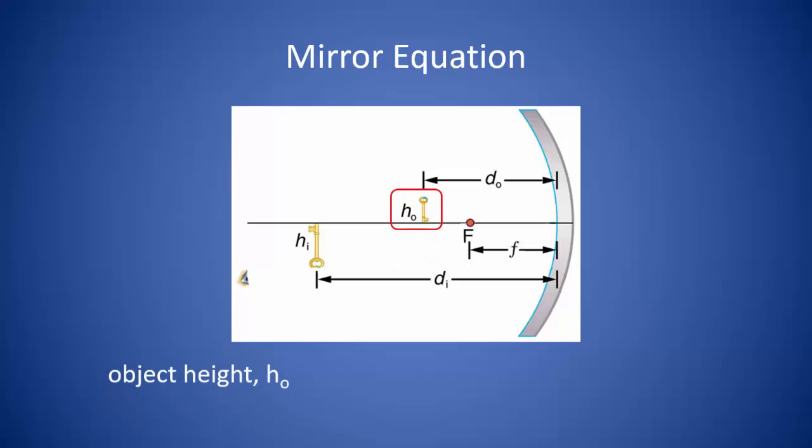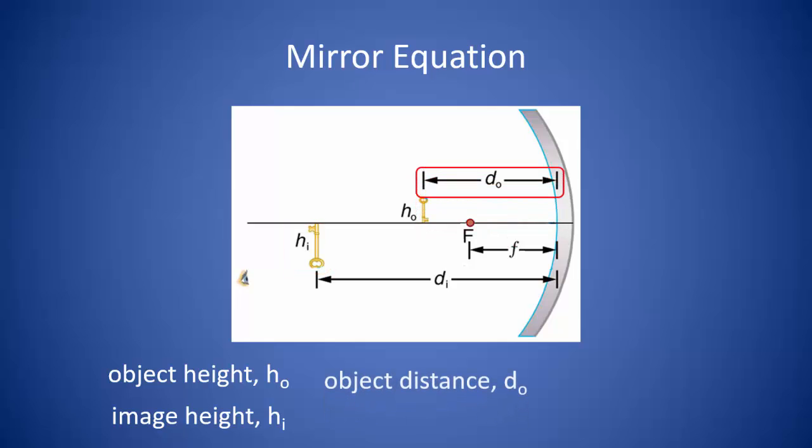The first is the object height. This is just what it sounds like. If you were to measure how tall the object is, we would call this the object height and designate it as h sub o. In turn, the image that forms has a certain height that we will call the image height. This may or may not be the same height as the object height, and it is given the designation of h sub i.